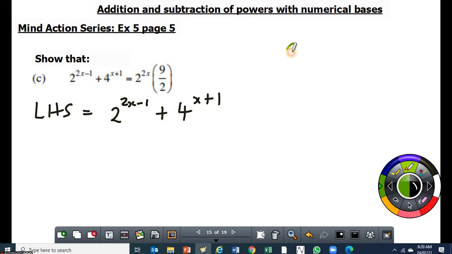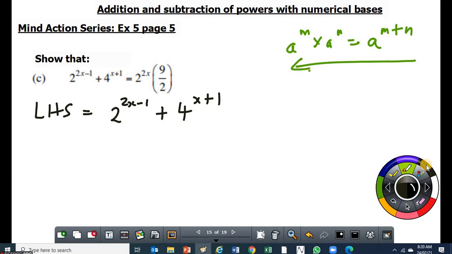Remember what I told you, that if a raised to the power of m times a raised to the power of n, just multiply those two, you get a to the power of m plus n. But in this case, we are going to move from the right-hand side towards the left-hand side. So, here, I'll end up having 2 to the power of 2x times 2 to the power of 1. I've used the first law for this part.